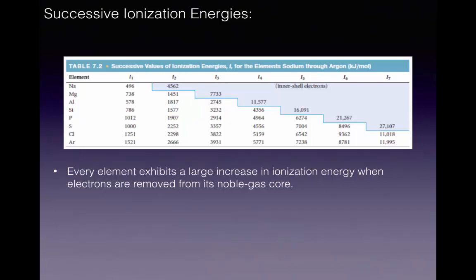Same thing with magnesium. To remove that first electron, 700, that's fine. The second electron, 1400, that's fine. That increase occurs because magnesium has a positive charge once that first electron is removed. But go to that third electron, now magnesium doesn't have the electron configuration of neon. It doesn't want to do that, so it's going to increase the ionization energy by 7-fold.